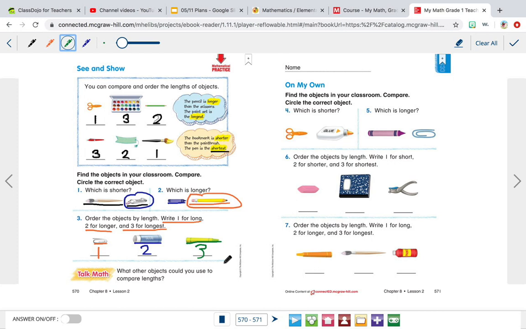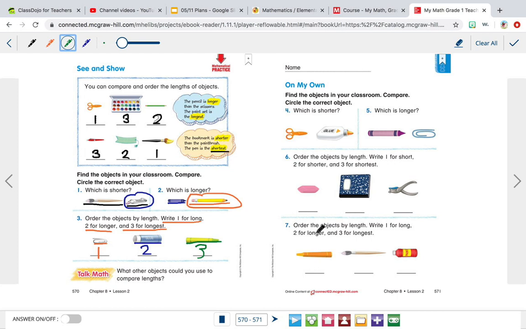Okay? So now you're going to be doing this page on your own. So you're going to be circling which is shorter, which is longer. Read if it's shorter or longer first, okay? So you're going to pause this video and do it on your own and then come back to me, okay? 5, 4, 3, 2, 1, pause.